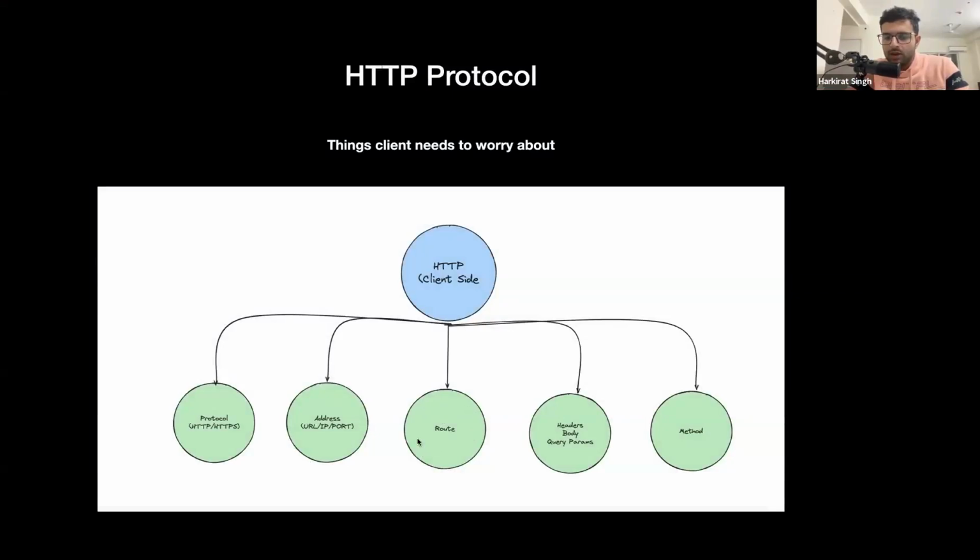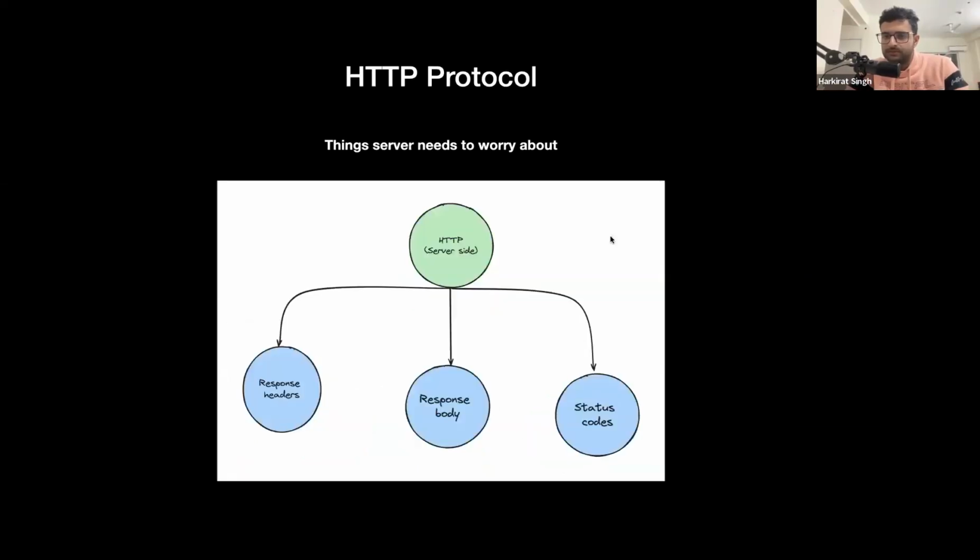You need to know the route. What is the route, Harkirat? Something we'll see very soon. When you're sending, you need to send something called the headers, the body, and the query parameters. And lastly, you need to send something called the method. Whenever you're sending the request, you need to specify these things. Just like whenever you were calling a function, you had to send in some arguments. We will dive deeper into what each one of these are very soon.